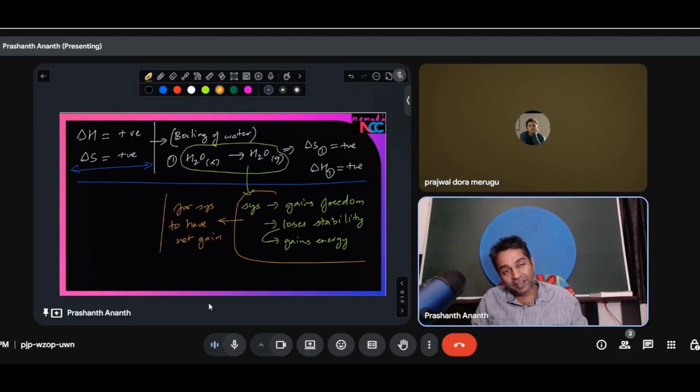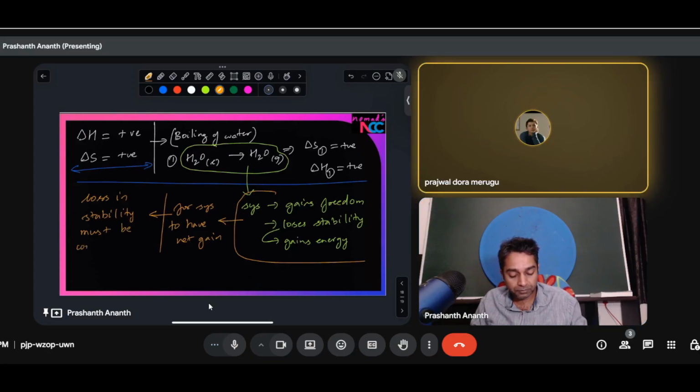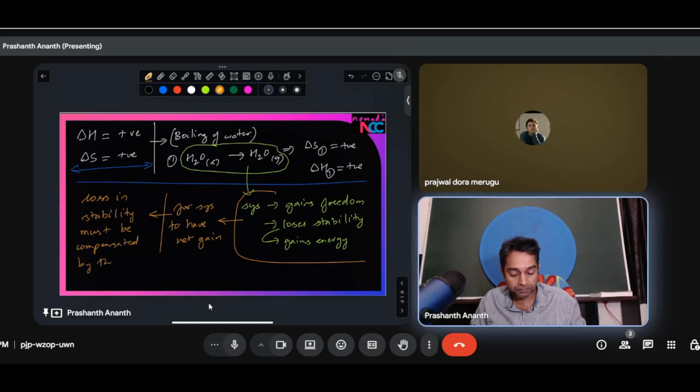So in this particular case, we'll talk about the other case also in a while, because reality goes in the other direction only most of the time. For a system to have net gain, the loss in stability must be compensated by the gain in freedom. Correct? That is the logic over here.